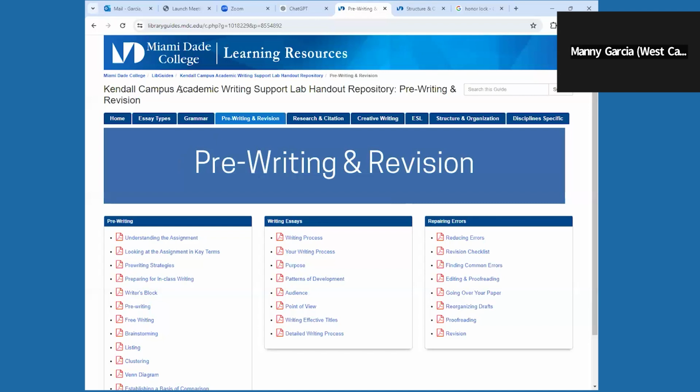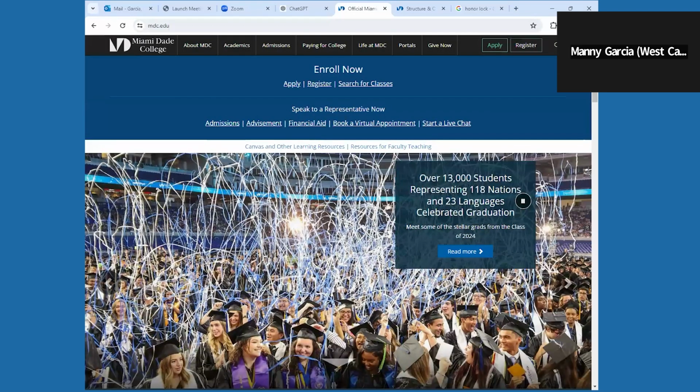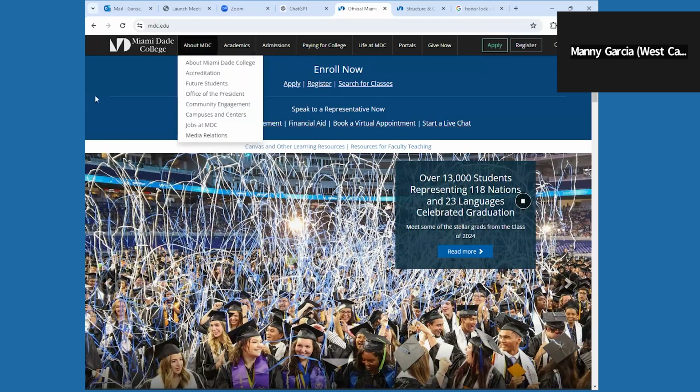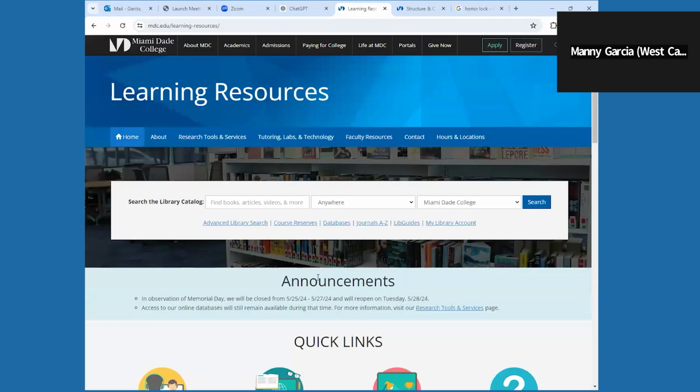Okay, so this is the first one. All right, so this first tab here, pre-writing and revision, presented by the Kendall Campus Academic Writing Support Lab. You can access this by going to the MDC LibGuides page, and I will show you all how to do that. So everybody should be seeing the Miami-Dade College main page. If you're not, just please let me know. But once you get to this page, you'll go to academics. You'll go down to libraries. Click on libraries.